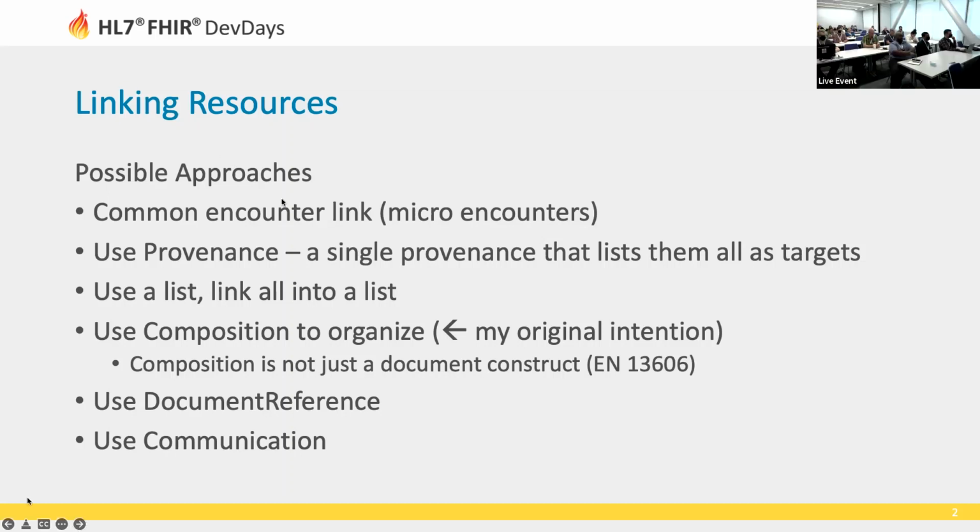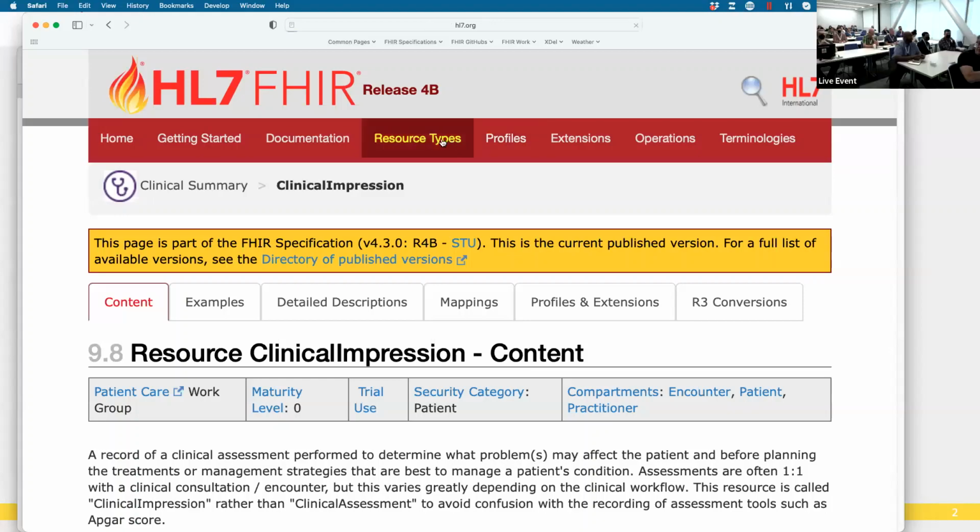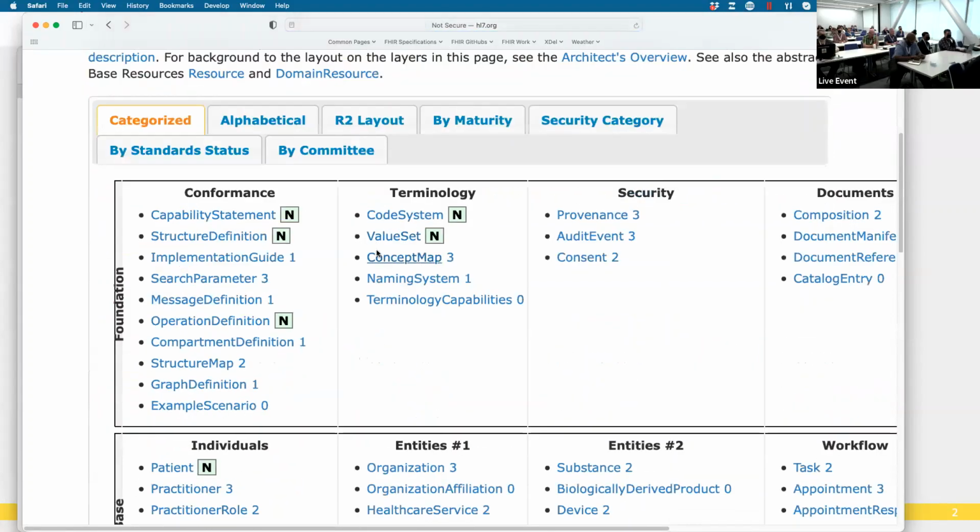Sorry, Graham, I think another one on this list could be questionnaire, no? It can reference resources as well. Can it? Just under communication, yeah. Maybe we can use basic.